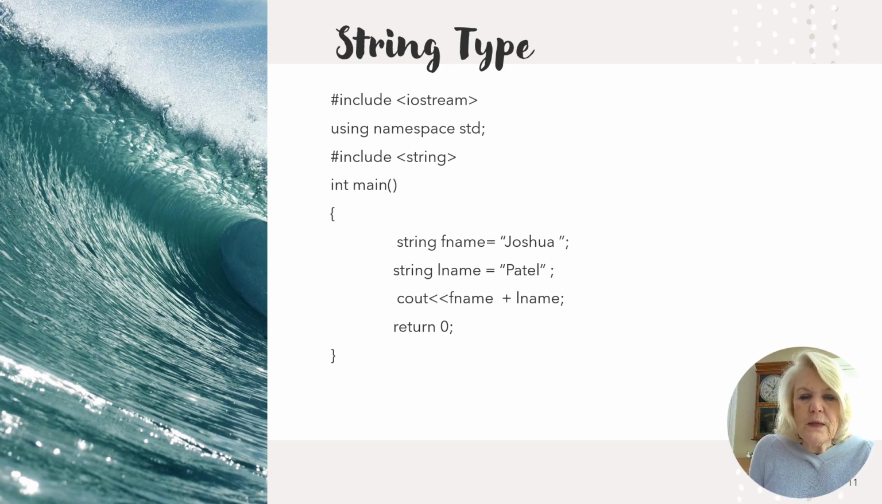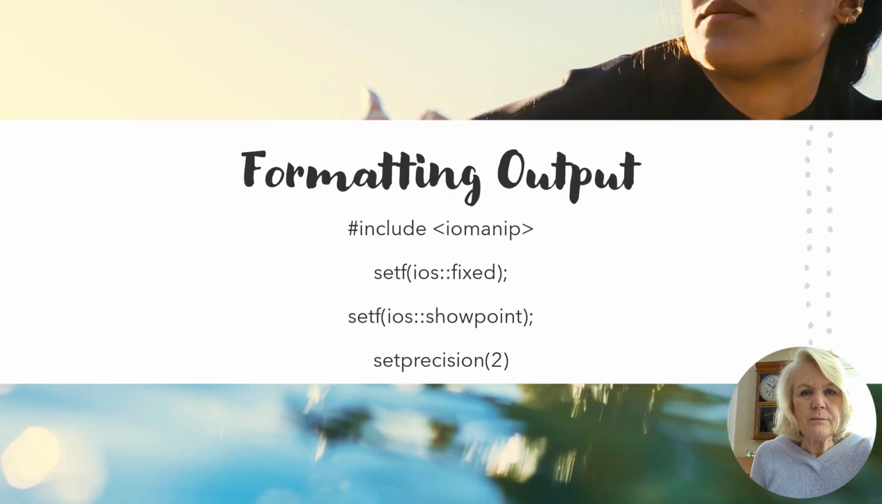One of the interesting things about strings is they have a number of ways of adding strings together, and one of them is to use the plus sign. So when you have cout and then the insertion operator, those 2 arrows, fname plus lname, what it will do is print out both those names together. Unfortunately, there will not be a space. You would have to add that space in as part of your coding.